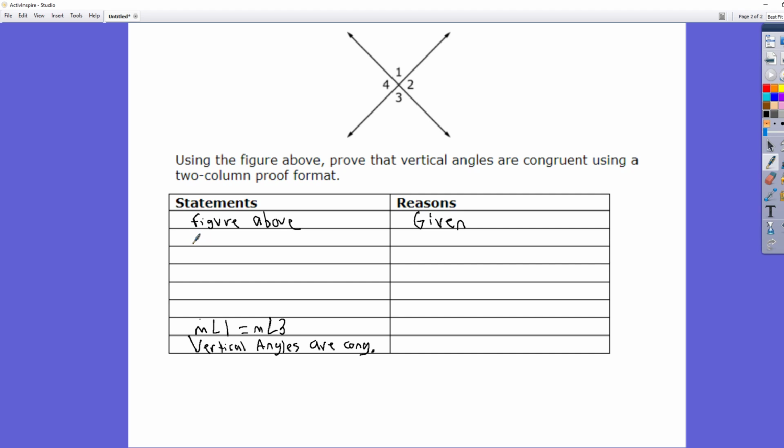Well, we know that the measure of angle 1 plus the measure of angle 2 is equal to 180. How do I know that? Because they're both angles that, when put together, if you add them together, they're a straight line, and a straight line has an angle measure of 180. So, straight line.